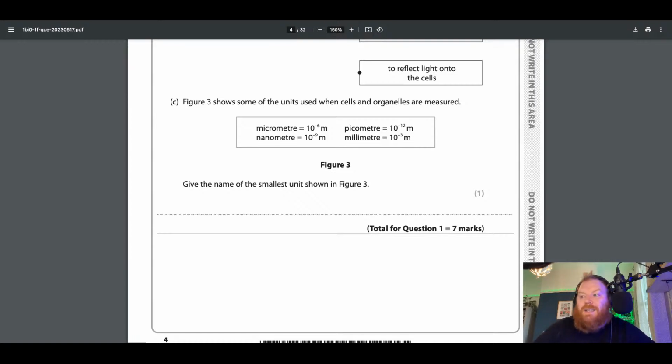And they've got 10 to the -6, 10 to the -9, 10 to the -12, and 10 to the -3. With this, whatever has the biggest negative number next to the 10 to the power of is going to be our smallest. We've had a couple of comments about it being the nanometer, or people saying millimeter. The picometer is smaller than all three. So millimeter is the largest, followed closely by the micrometer, which is a thousandth smaller.